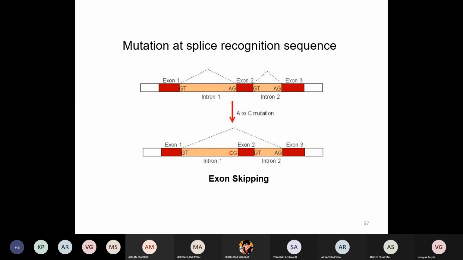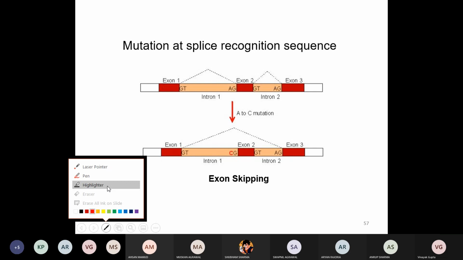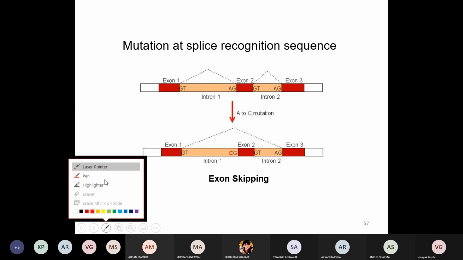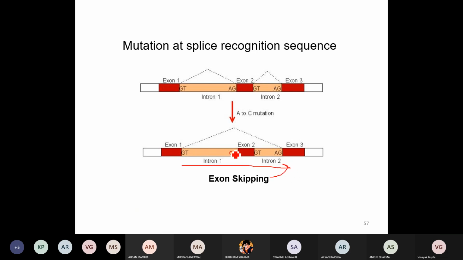Shown here, right? So if these recognition sequences are modified, these sequences are conserved. Each intron in each gene, like human cell is having 22,000 genes. Each gene is having introns, and each intron is going to start with GT and it is going to end with AG. So if there is a mutation which is going to change these sites, what is going to happen? Now the splicing machinery is going to recognize this entire part as an intron, because this site is mutated here.